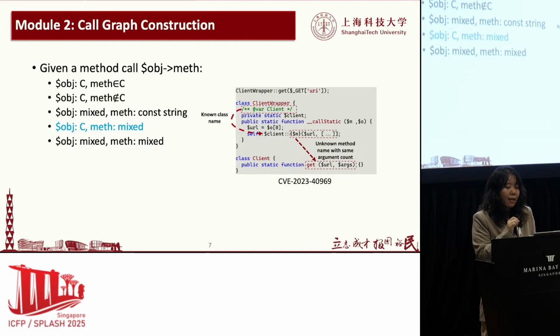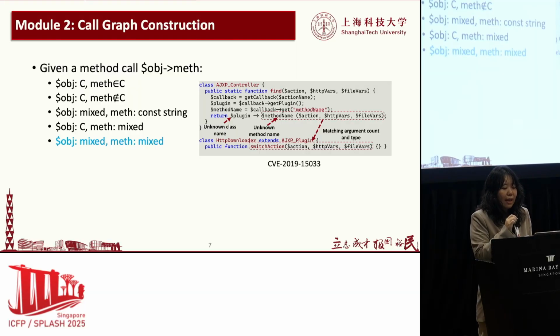When a call target has a known class name but a variable method name, Artemis searches all methods in that class and its class hierarchy. Any method with the same parameter count is treated as a potential call target. Moreover, all magic methods in those classes are considered candidate call sites.